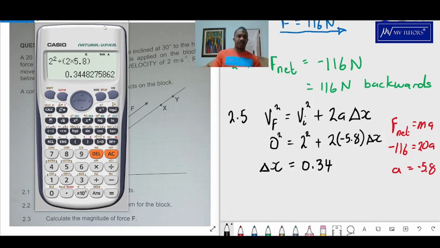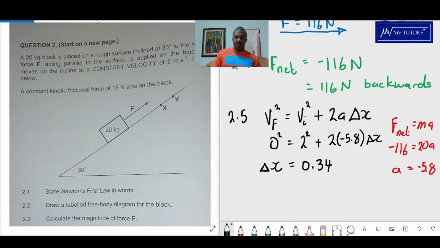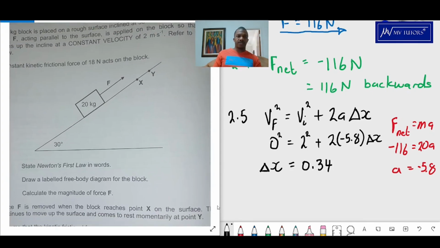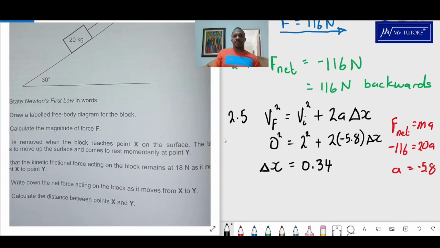They didn't say anything about the number of decimals, did they? No, nothing. So I'll just leave it at 2 decimals. So that is in meters. That's my final answer. Well, that's it for question number 2.